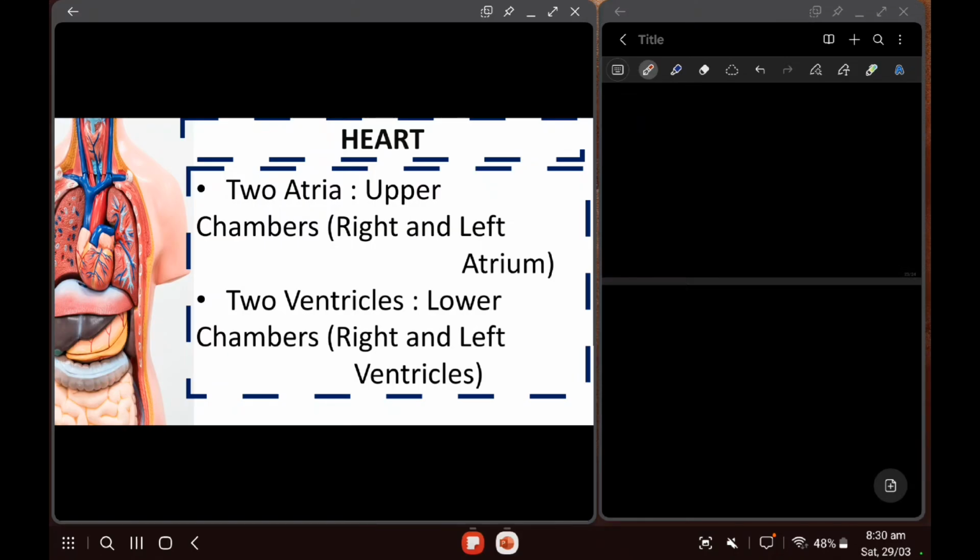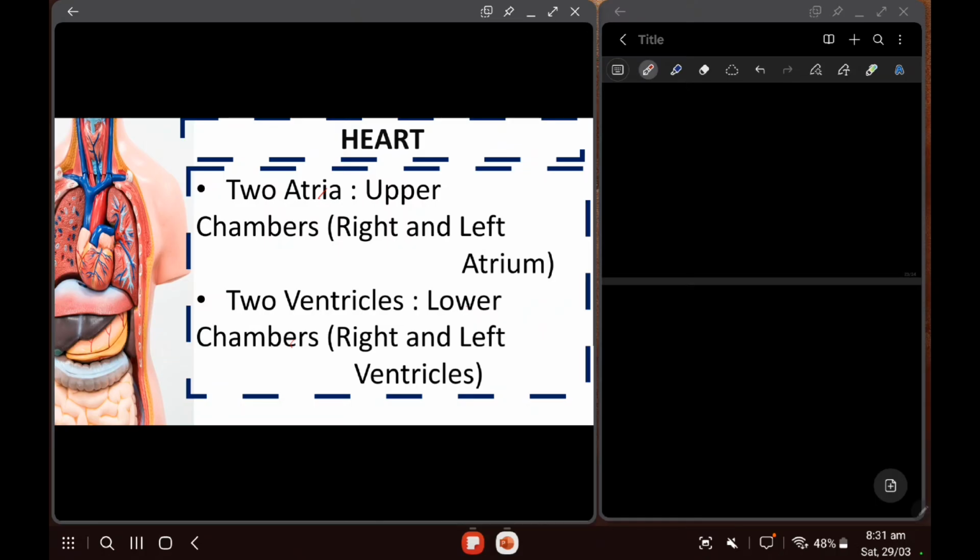Then, we have the heart. So, sa heart, alam naman natin, it is a muscular organ na nagpapump ng blood through the body. So, it consists of 4 chambers or we have 2 atria, sa upper chamber natin, right and left atrium, and 2 ventricles. We have the lower chambers, we have the right and left ventricles.